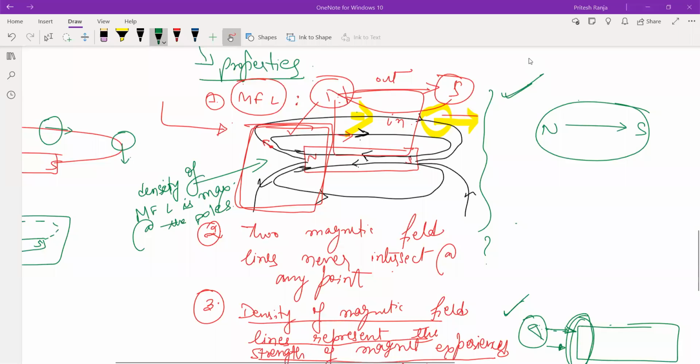So everyone done? Third point, it says the density of magnetic field lines represents the strength of the magnet.